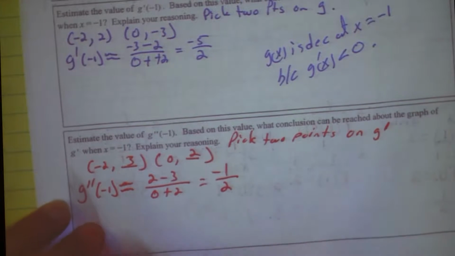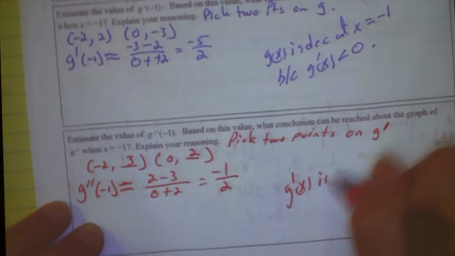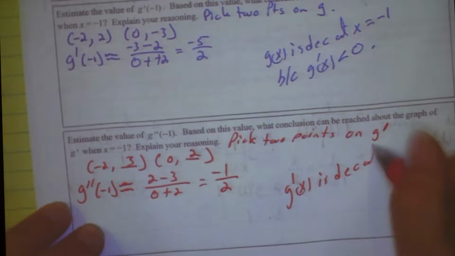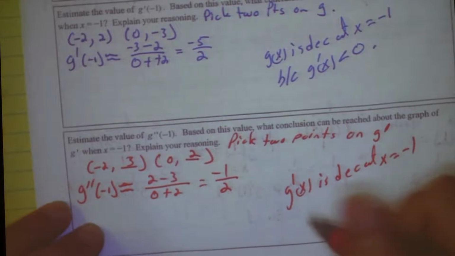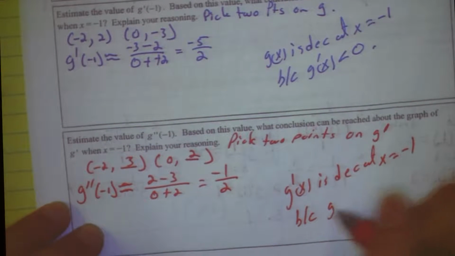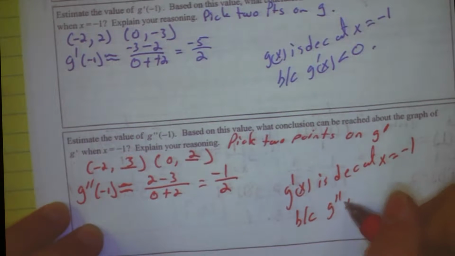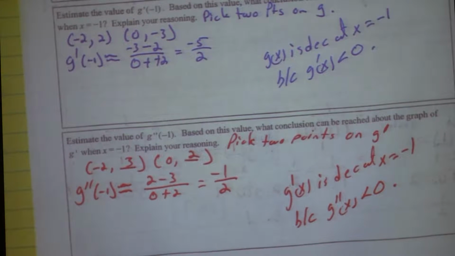Tell you about the graph of G prime. So be careful, we gotta say G prime of X is decreasing at X equals -1 because G double prime of X is less than 0. This actually tells us something about the original graph G of X.